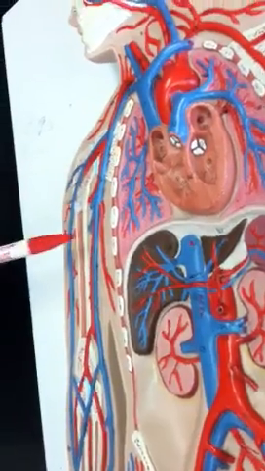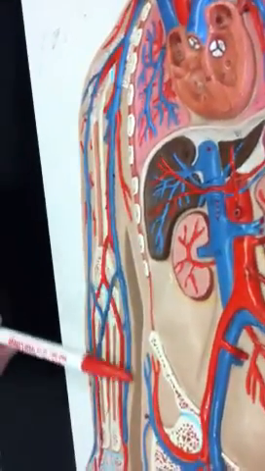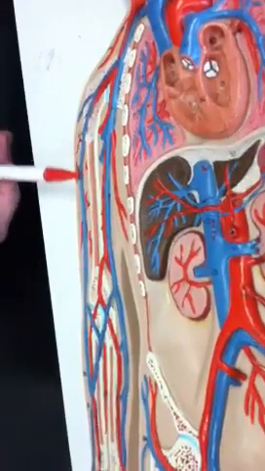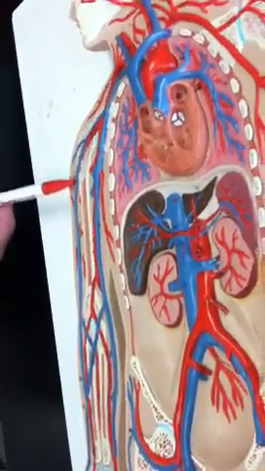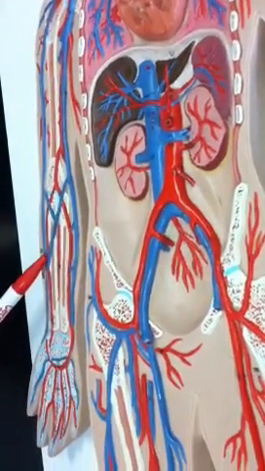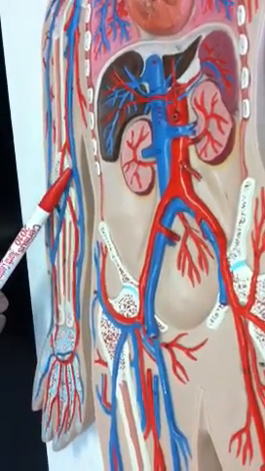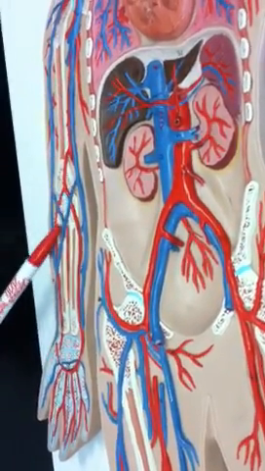Axillary vein. As it begins to run down the arm, it's named the basilic vein. It splits, and there's an outer vessel that runs on the outside of the arm, and that is the cephalic vein. There is a branch that crosses from the outside to the inside, across the inside of the elbow, and that's the median cubital vein.